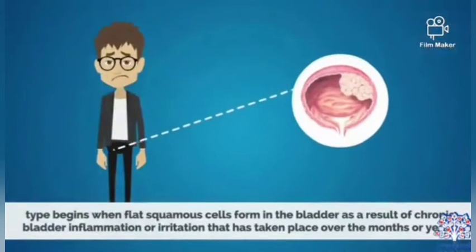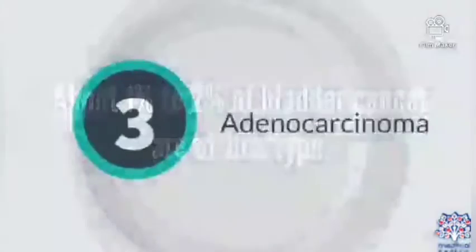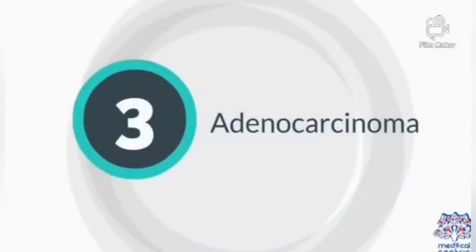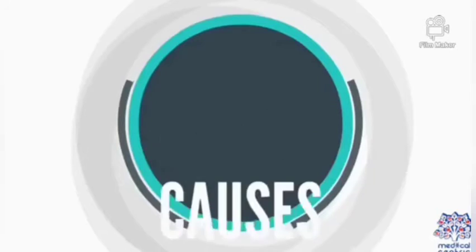Squamous cell carcinoma. This type begins when flat squamous cells form in the bladder as a result of chronic bladder inflammation or irritation that has taken place over months or years. About 1 to 2% of bladder cancers are of this type. Adenocarcinoma. This type begins in the cells that make up mucus-secreting glands in the bladder.